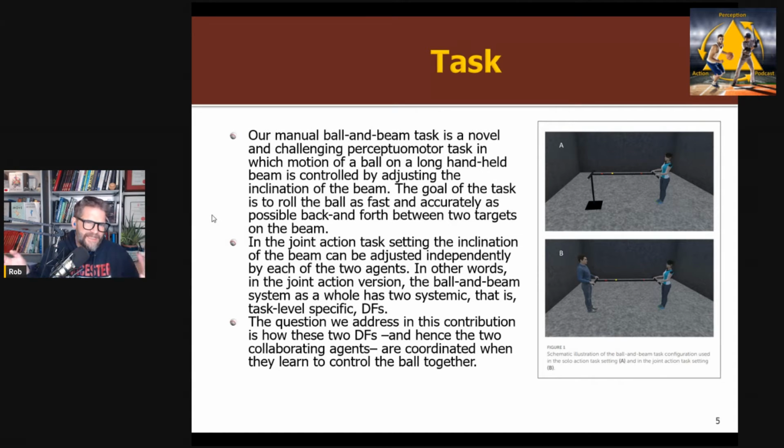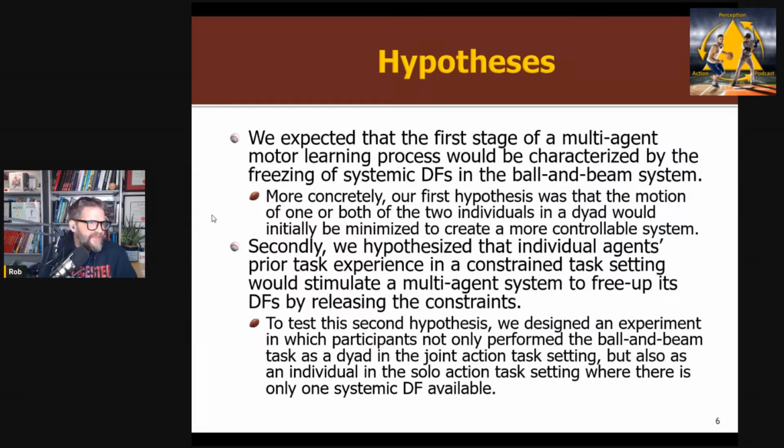And what they wanted to ask was how these 2 degrees of freedom contributed to the task as you learned. How did it depend on what you practiced on, whether you practiced the solo one first or the joint one first, and things like that.